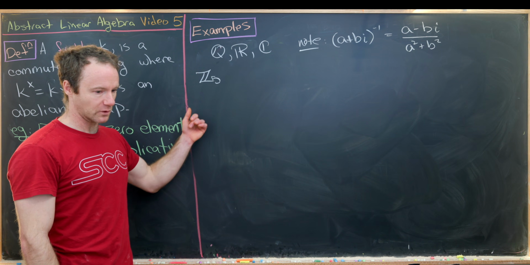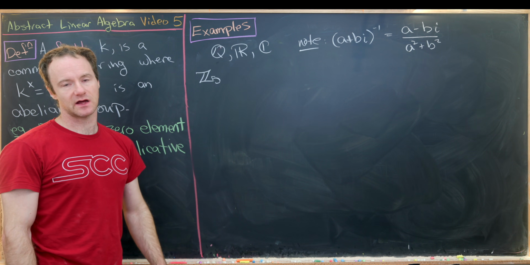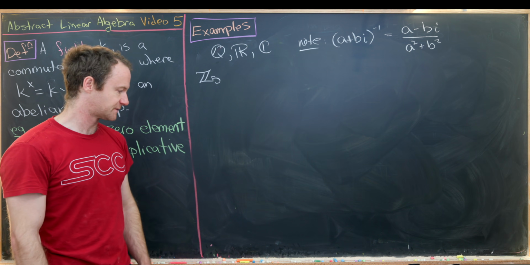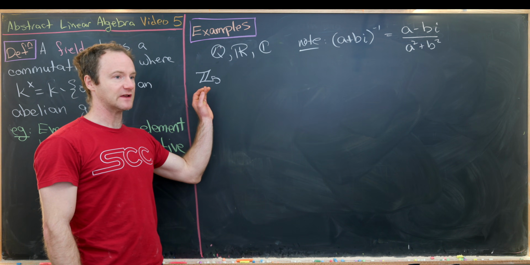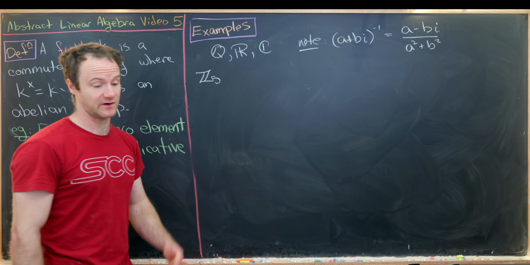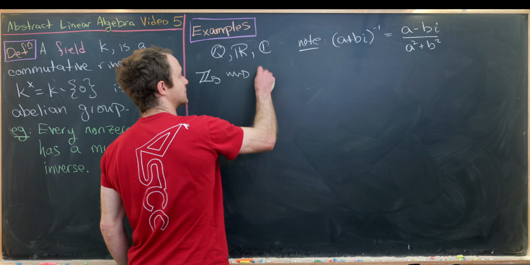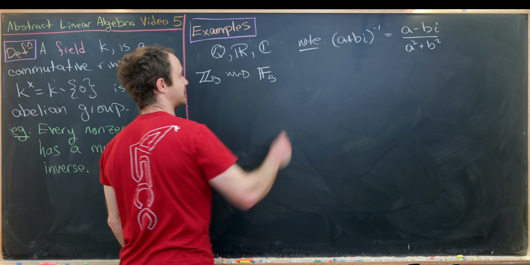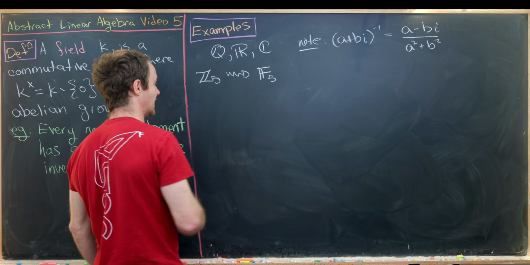Then on the last board, we saw that Z5 formed a field because every non-zero element had a multiplicative inverse. Well, it turns out that generally, when we're talking about fields, we don't use this Z underscore notation, we use an F underscore notation. So generally, like I said, in the setting of fields, we would write this as F5. So it's the finite field with 5 elements.